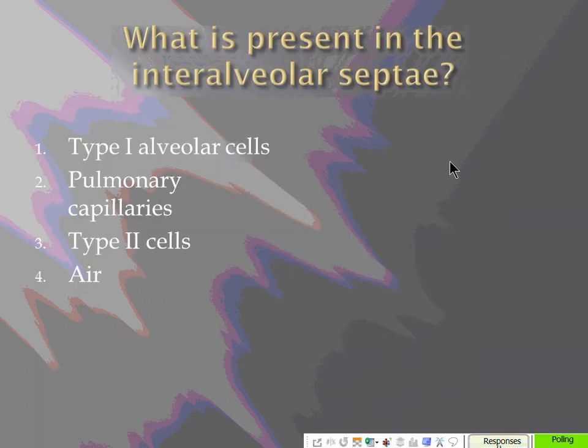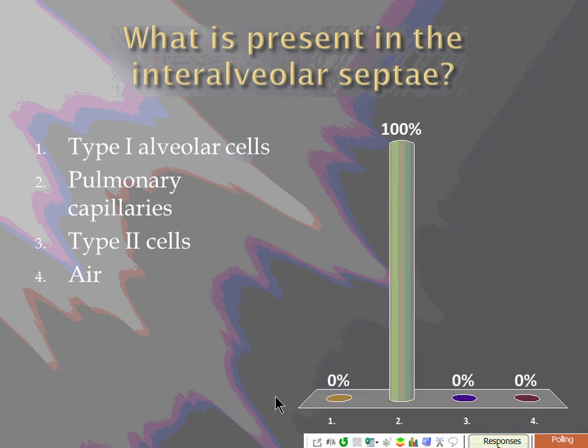Okay. So what is present in the interalveolar septae? Septum should be the correct thing here. So what is present in the interalveolar septum? So between the alveoli, in other words. Interalveolar is between the alveoli. So I just drew an image for you, a little diagram for you. Very good. Yes, pulmonary capillaries are present between them.